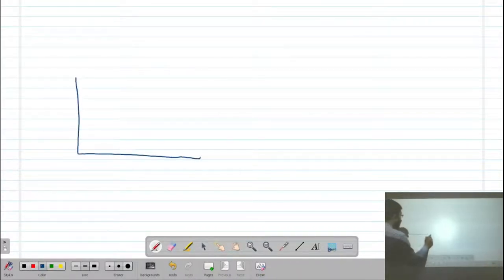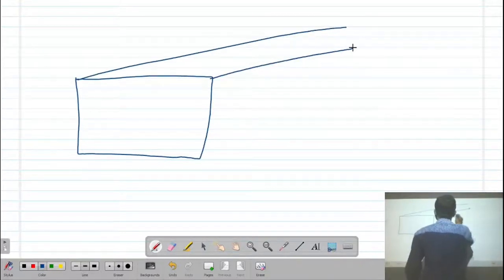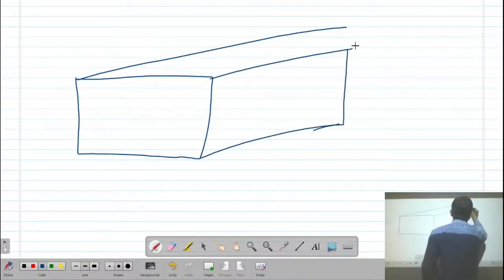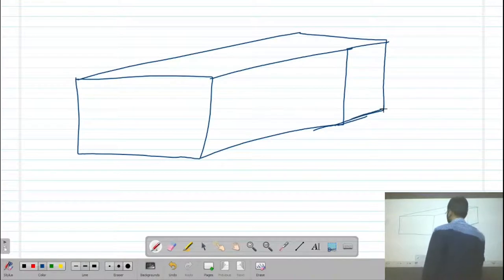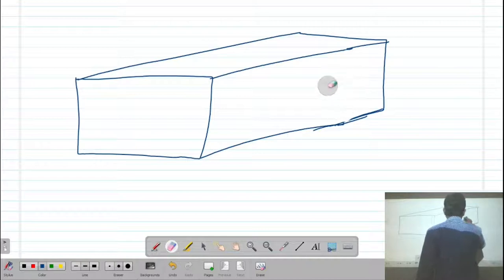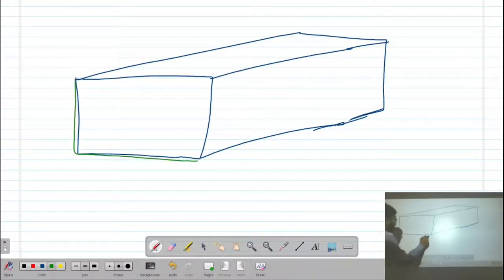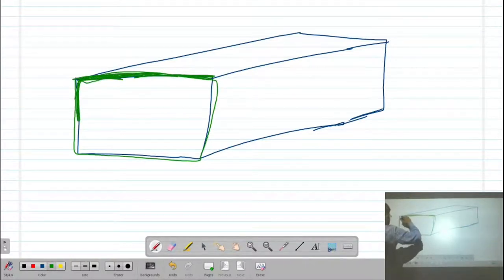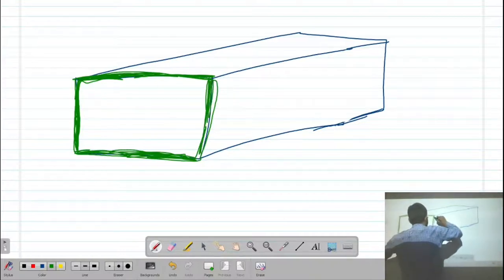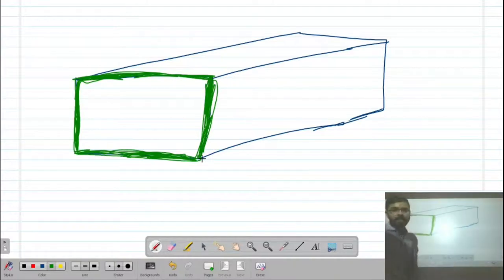A waveguide is nothing but a hollow metallic tube. Consider a hollow metallic tube over here, and this is the circumference. It has some amount of thickness. This is made up of a conducting metal.